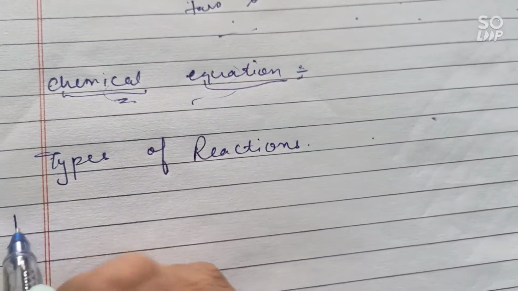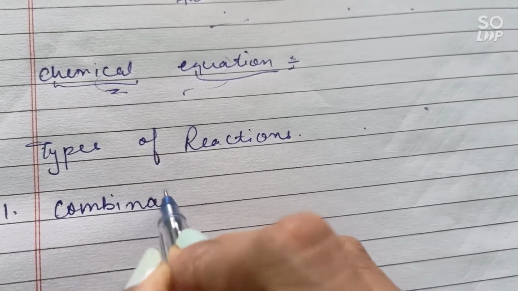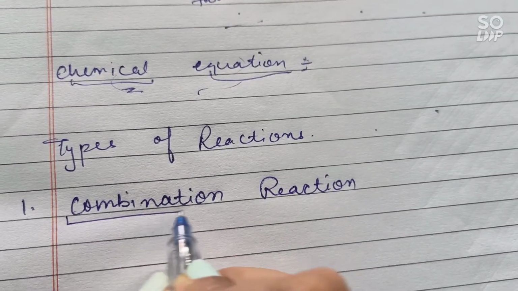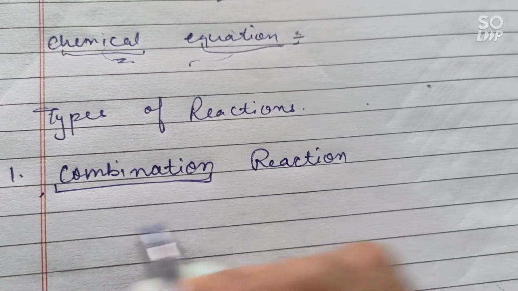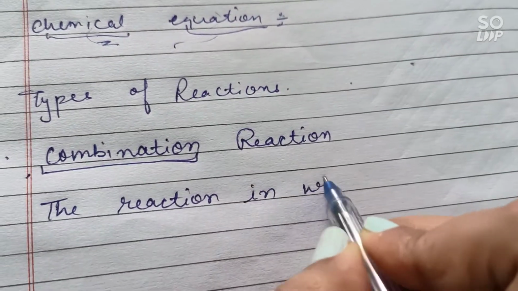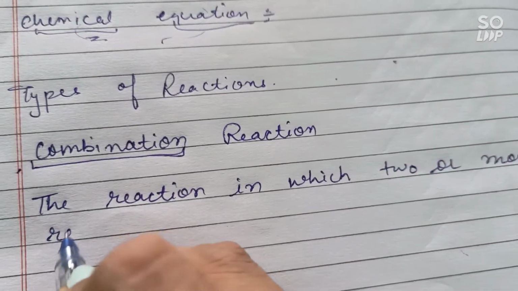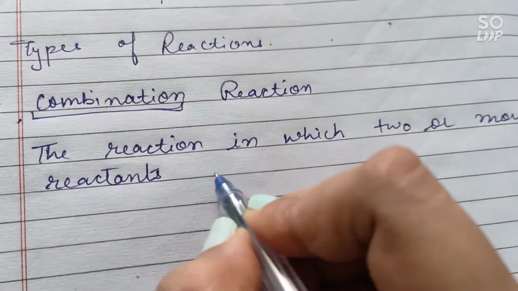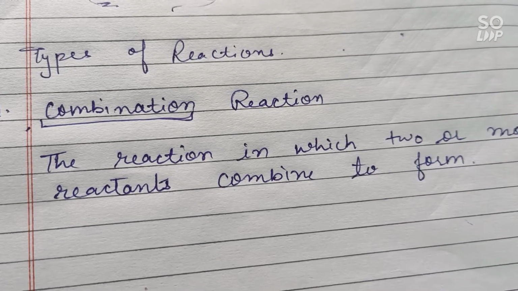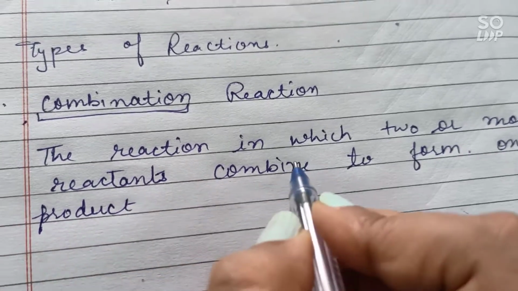The first one is the combination reaction. As is clear from the name, it is a combination reaction. What is a combination reaction? The reaction in which two or more reactants combine to form one product. So this is a combination reaction.